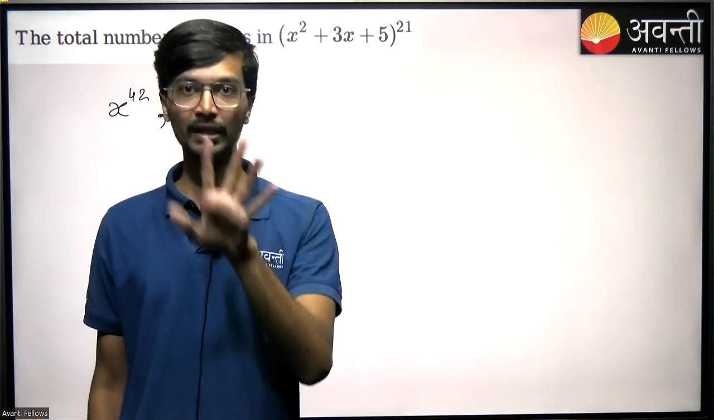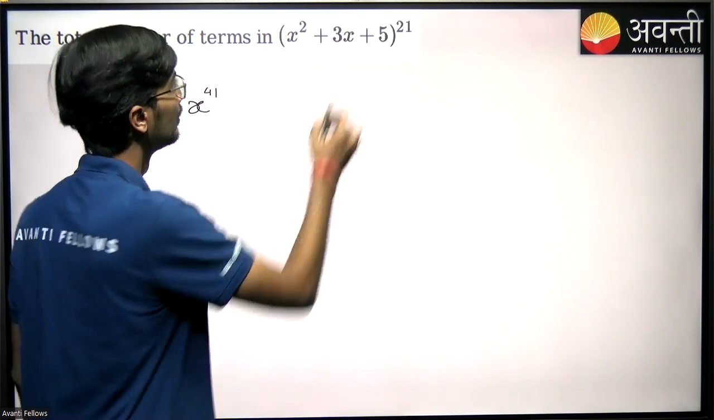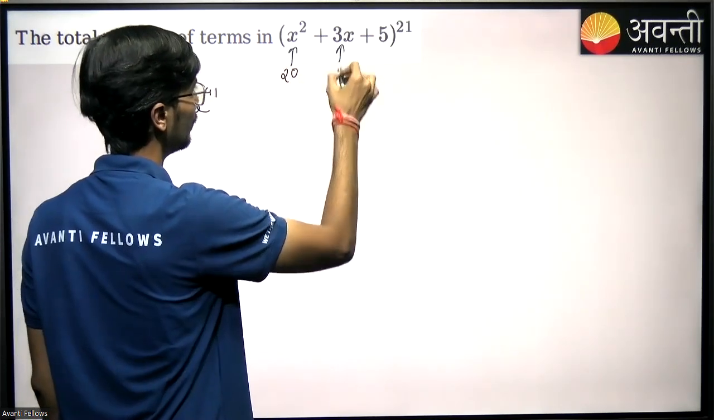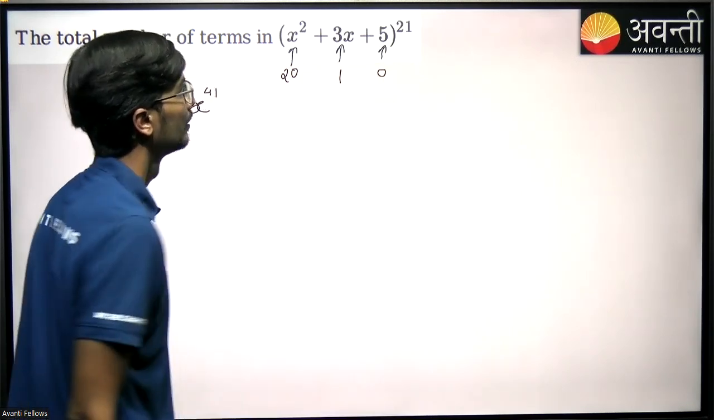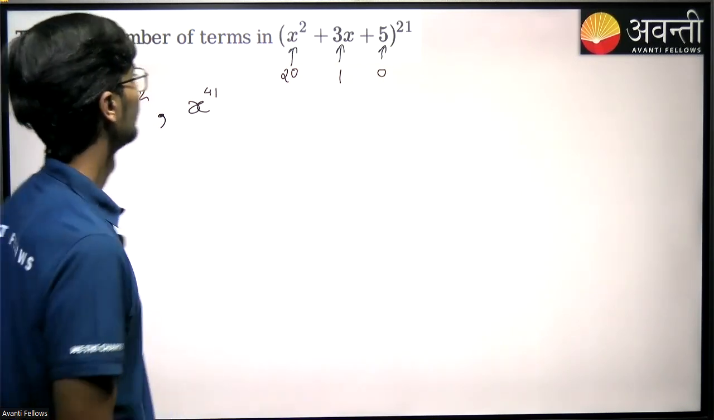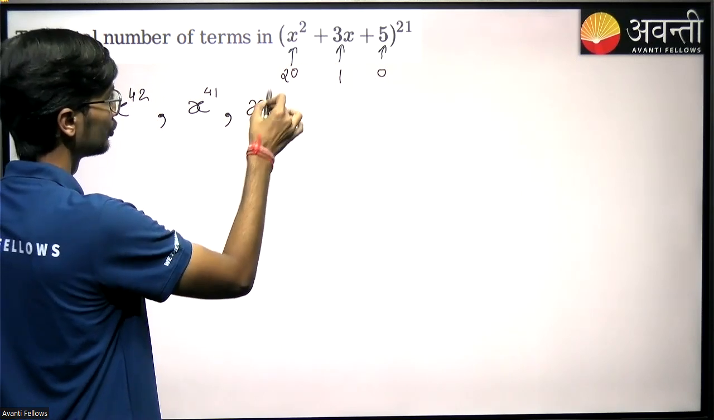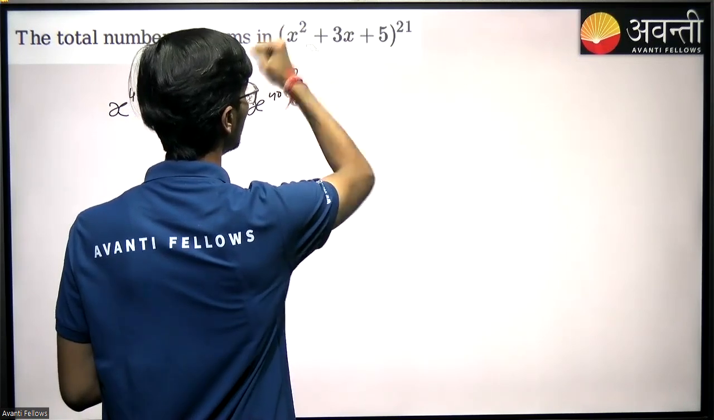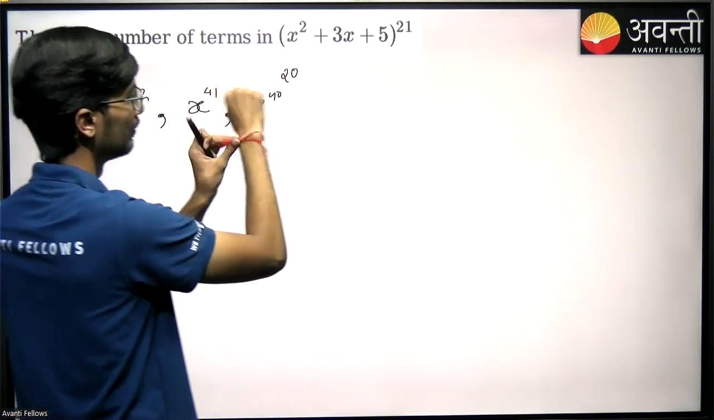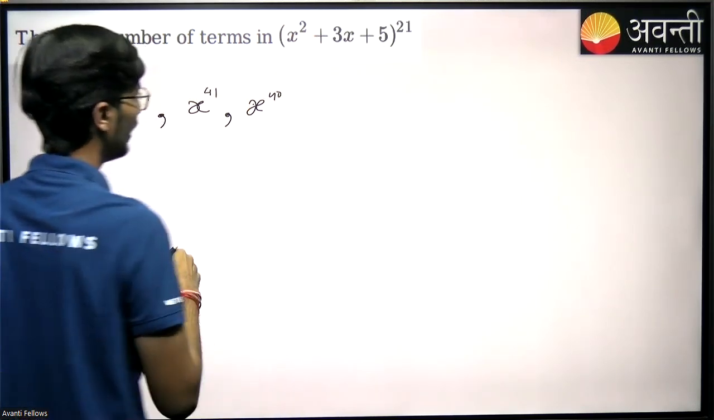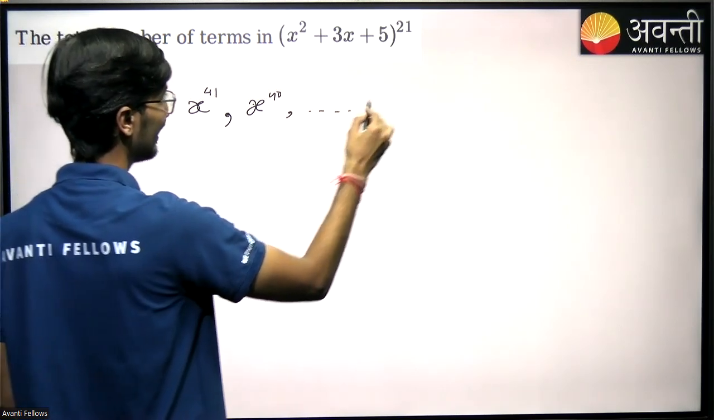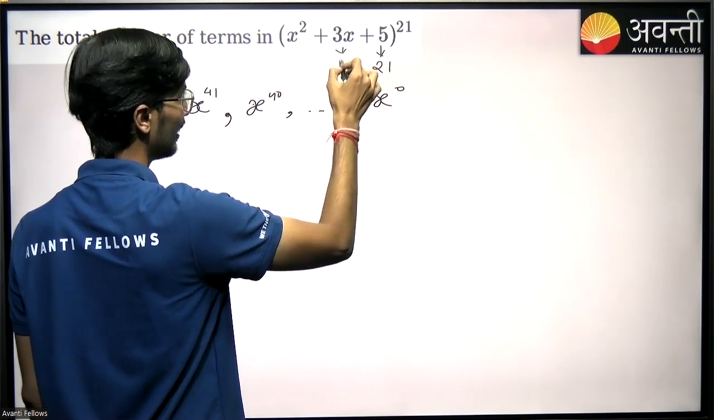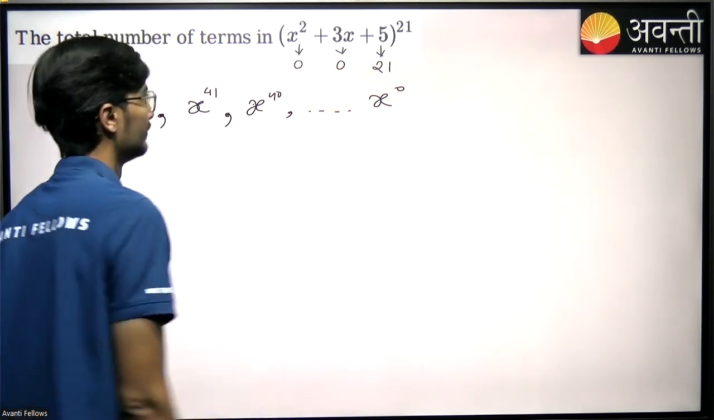Out of 21, I'll give 20 to this, 1 to this, and 0 to this. So 20 to the 40 and 41. Similarly, I can get x raised to the power 40. And similarly, from here, I can get x raised to the power 0. How will I get 0? When here I'll get 21, I'll give this 0, I'll give it 0.